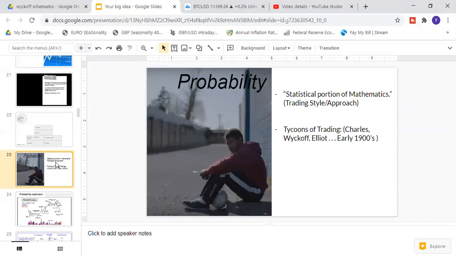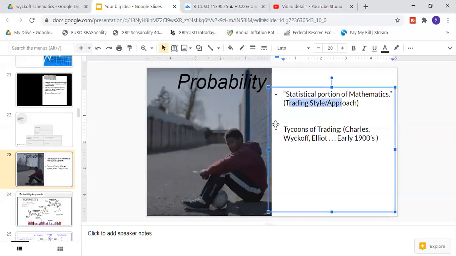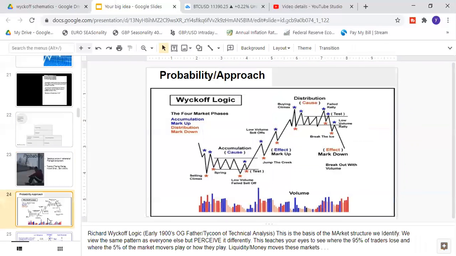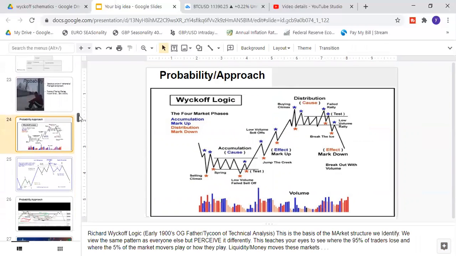Probability, the statistical portion of mathematics. This deals with your trading style or approach. A little bit of a history lesson: the fathers of technical analysis, if you can Google it, has to be Charles Wyckoff, Elliott, Gann, and I forget the fifth one. These were the fathers of technical analysis, in the early 1900s. So what that means is that any and every trading style or approach is derived from the fathers of technical analysis, when technical analysis began.